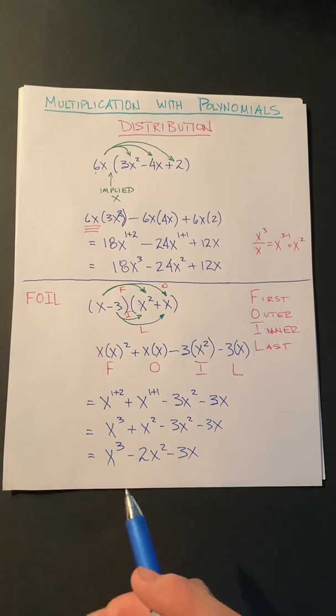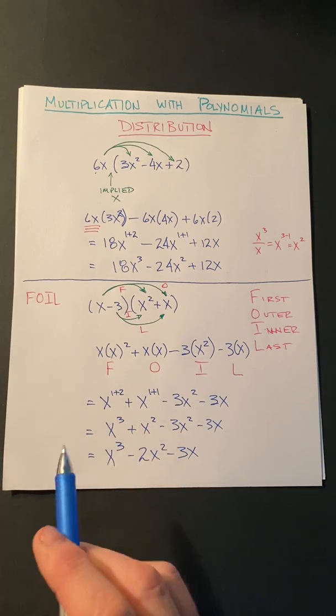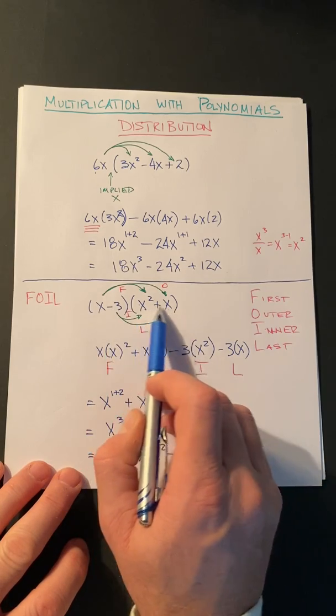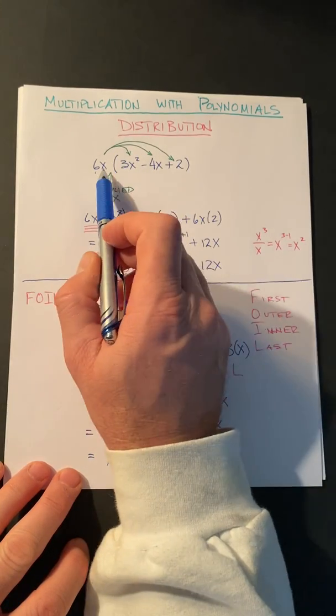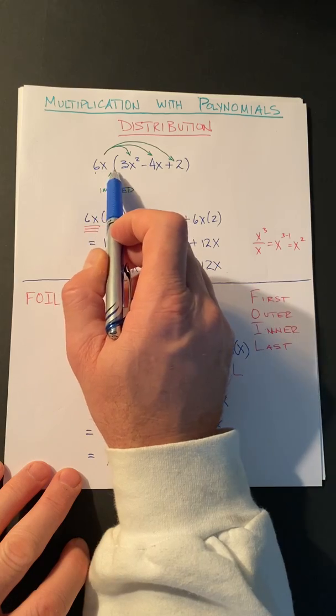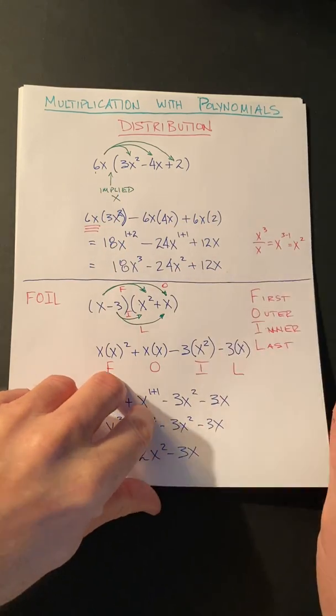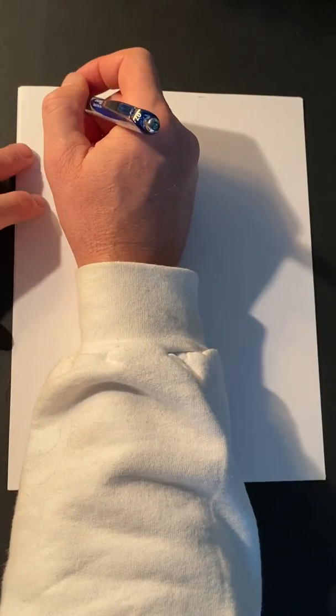You just have to make sure everything in the first term is multiplied by everything in the second. Everything in the first term is multiplied by everything in the second, okay? So let's do another example here.